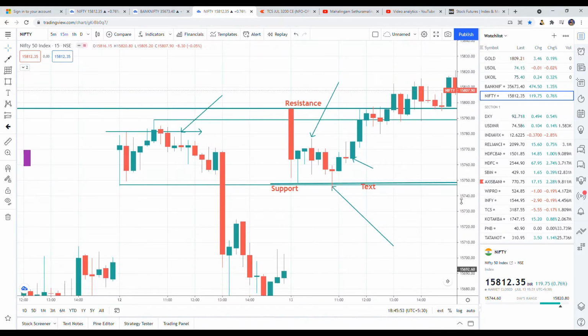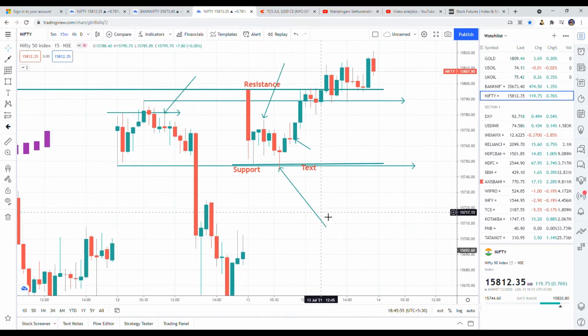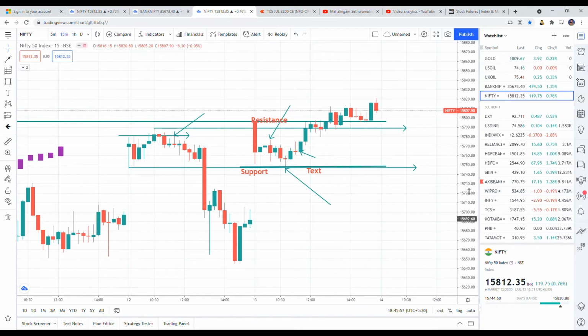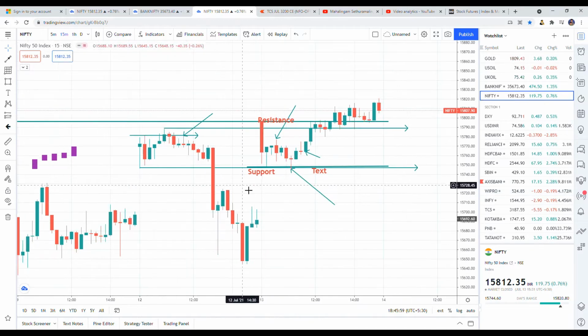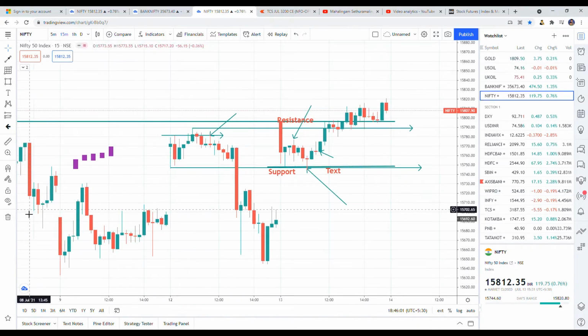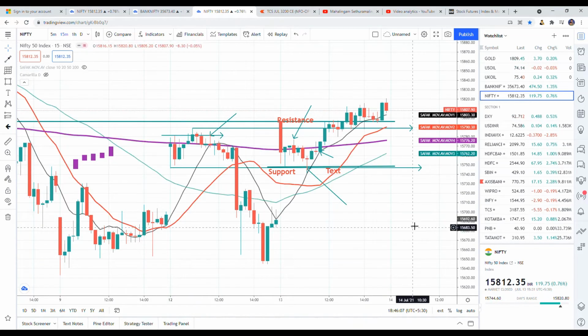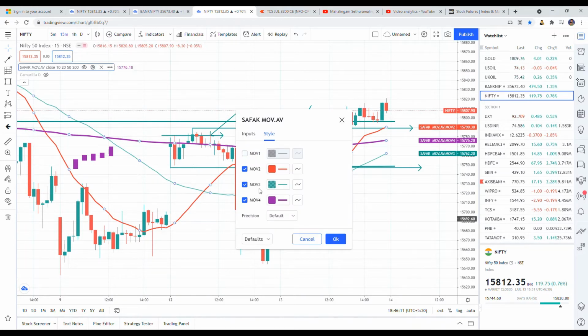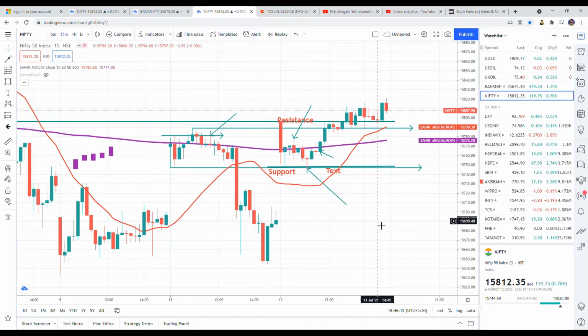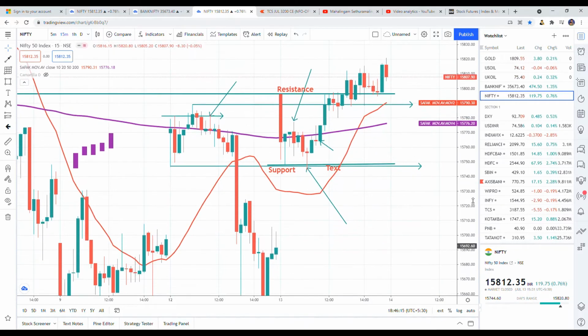Okay, I am just putting only the moving average. How can you check the same with the moving average? Open the moving average. I can remove this 1 and 2 because I always suggest to have a 20-day moving average and a 200 moving average.